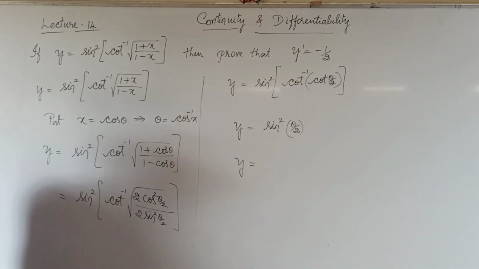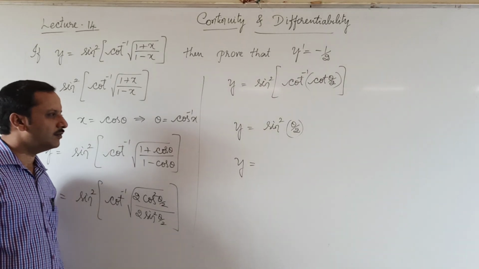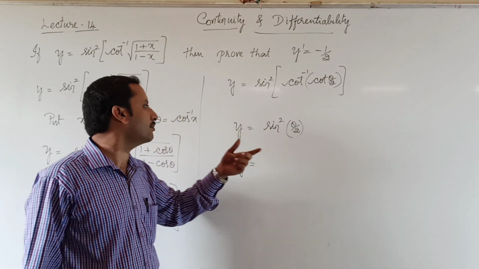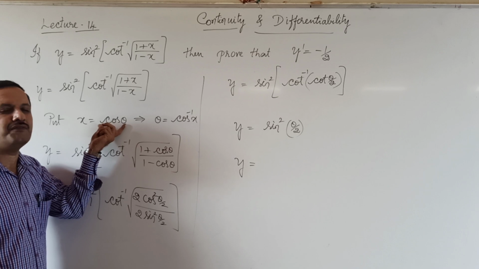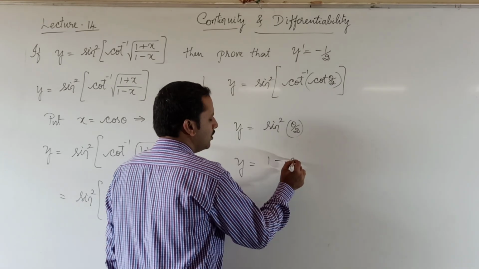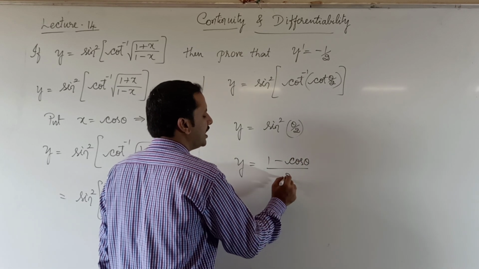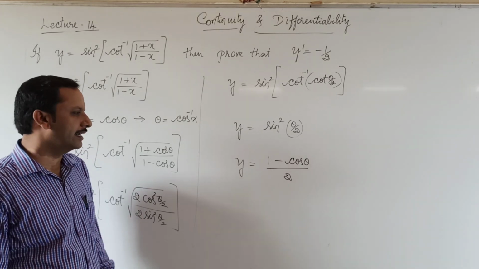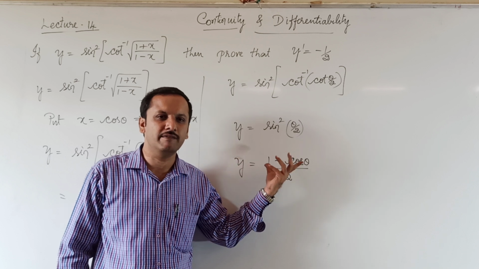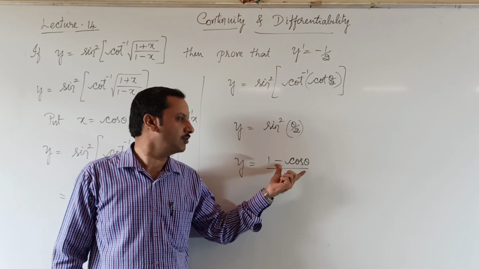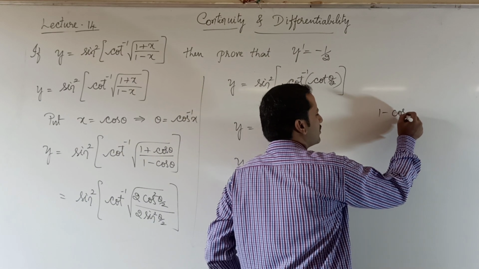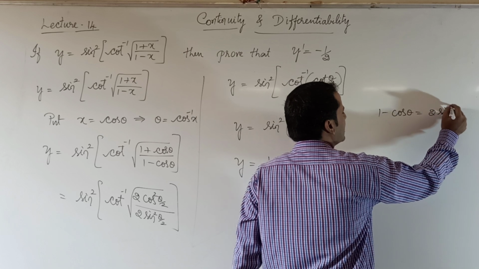Differentiating that also will take a bit more time. So instead of that, I would like to express this sine square theta by 2 in terms of x, that is in terms of cos theta. So I'll write sine square theta by 2 as 1 minus cos theta divided by 2. Okay, from where do I get it? What is 1 minus cos theta? 2 sine square theta by 2, a very well known formula. So if I cancel that 2, we will end up getting sine square theta by 2. See, this is a very well known formula. 1 minus cos theta is equal to 2 sine square theta by 2.